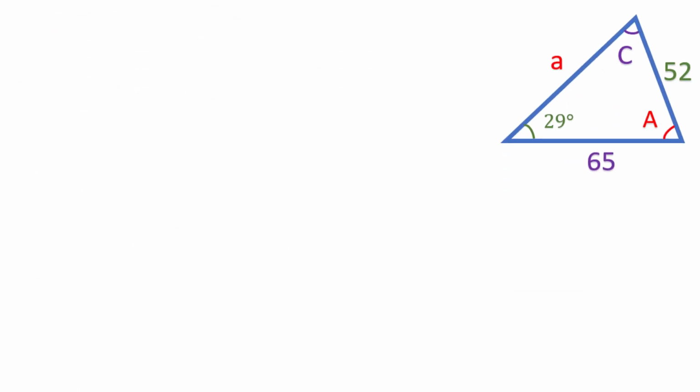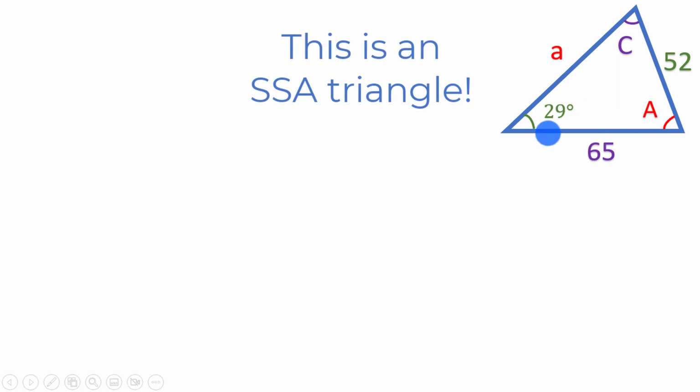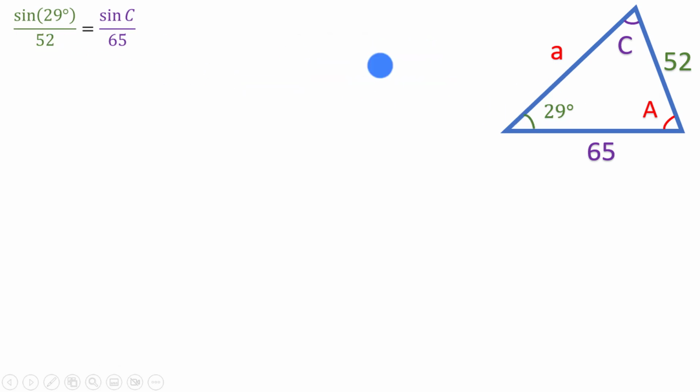Let's try another one. We have two sides and an angle, and again, the angle is not between the two sides. This is again what we call the side-side-angle triangle, which is the ambiguous case, with either 0, 1, or 2 solutions. Let's try to solve for capital C. Sine of 29 degrees divided by 52 is equal to sine of capital C divided by 65. 29 degrees and 52 are opposite of each other, and capital C and 65 are opposite of each other, so this works with the law of sines.